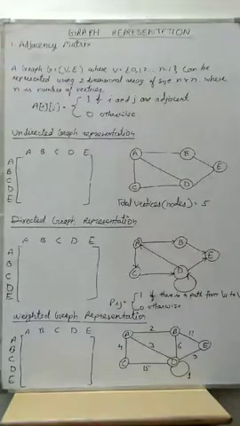In an adjacency matrix, Aij equals 1 indicates the presence of an edge between two vertices or nodes i and j, and Aij equals 0 indicates the absence of an edge between two vertices i and j. Such a matrix, which contains entries of only 0 and 1, is called a bit matrix or a Boolean matrix.